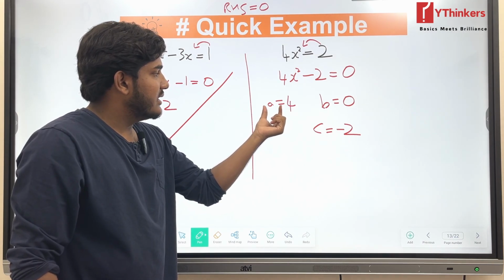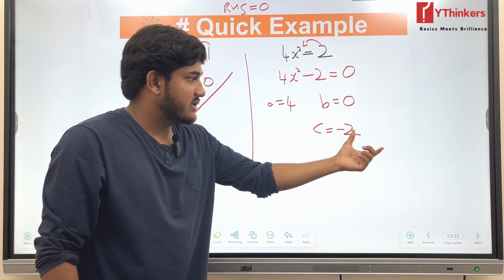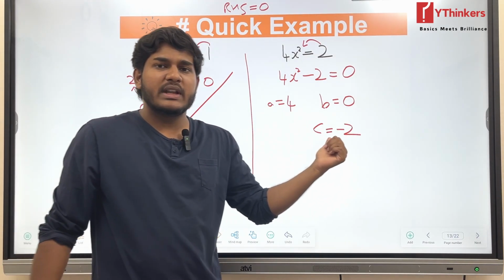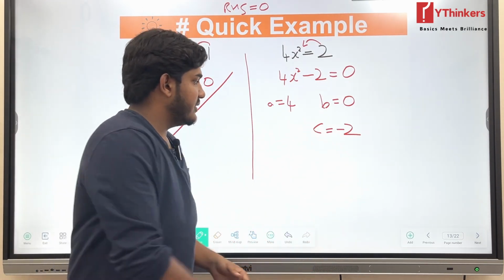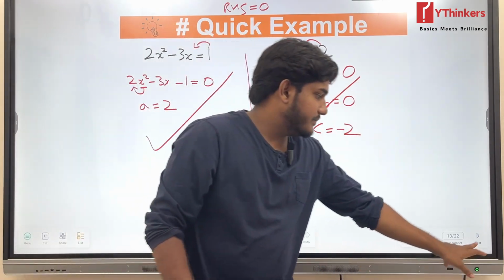So ax square plus bx plus c is equal to 0. a is 4. Is this a quadratic equation? हाँ, क्योंकि a 0 नहीं है ना, 0 से बढ़ के है. So this is also a quadratic equation.